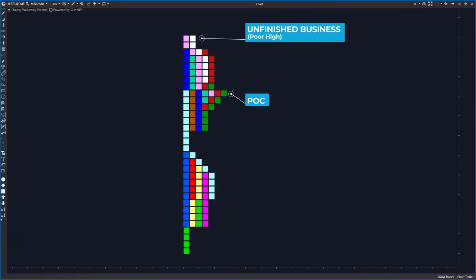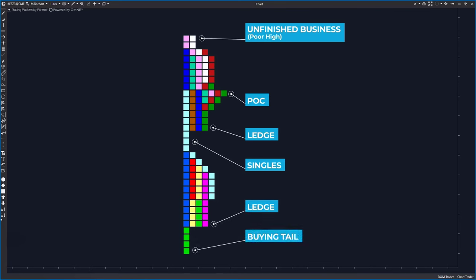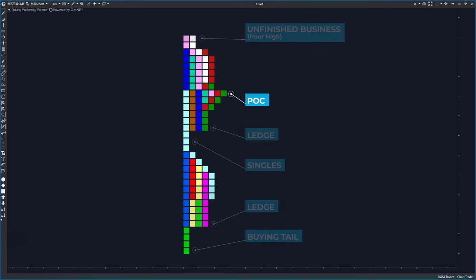The POC is where the price spent the most time that day. A ledge acts like an edge and is strong support or resistance. Singles are places the price has moved through and may come back to. The buying tail signals a clear rejection and a hesitance to trade in those areas.